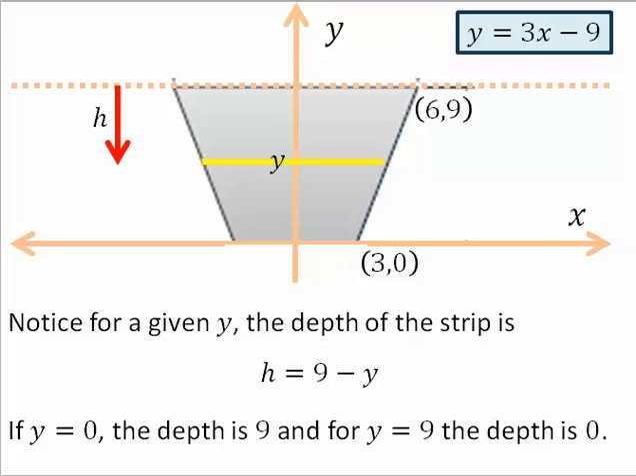Now, what about the depth of the strip? How far below the surface of the water? The water reaches to the top of the dam, so the distance below the surface of the water is going to be 9 minus y.